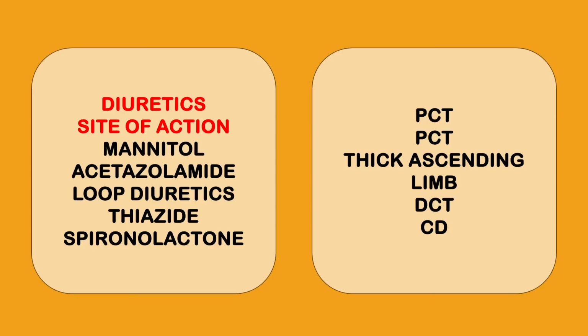Mannitol and acetazolamide act on the proximal convoluted tubule. Loop diuretic is the thick ascending limb. Thiazide is distal convoluted tubule and spironolactone is the collecting duct. So you've got to remember it in that order: proximal, thick ascending limb, distal convoluted tubule and collecting duct.